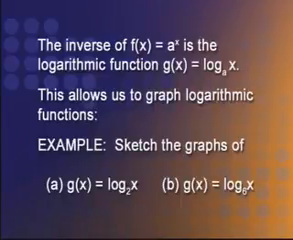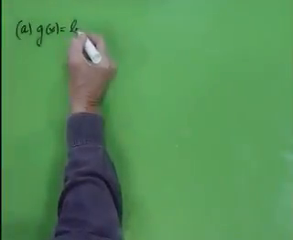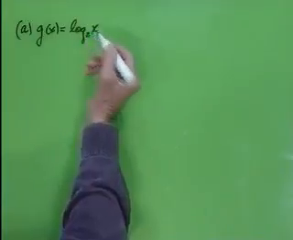We want to graph, first of all, the function g of x equals log base 2 of x, and then g of x equals log base 6 of x. Okay, let's go to the green screen and look at those. First of all, I want to graph g of x equals the log base 2 of x.